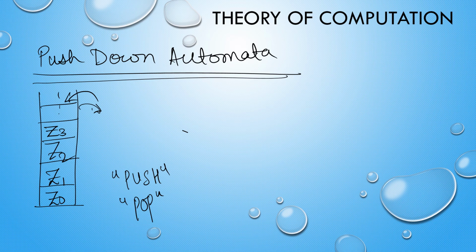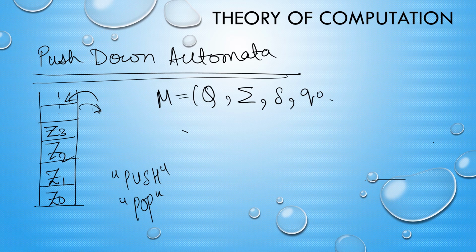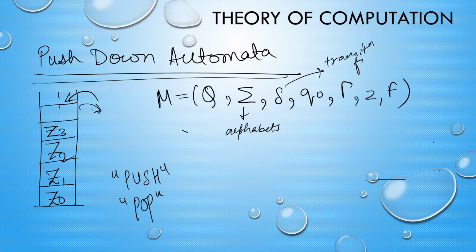Now, as we had seen, grammar had tuples. Similarly, in pushdown automata, we have 7 tuples. Let me write them first. So, what does Q represent? Q represents the set of all states. This symbol signifies alphabets. This is your transition function. Now you may be familiar with this.